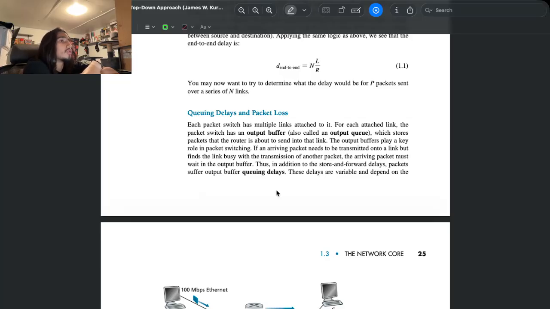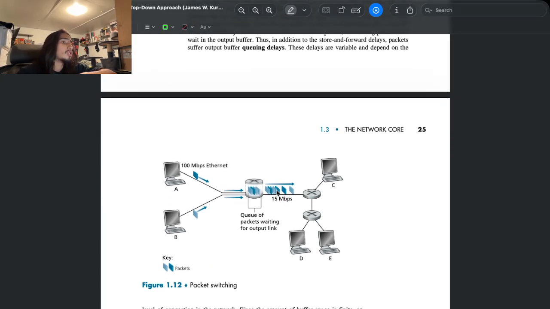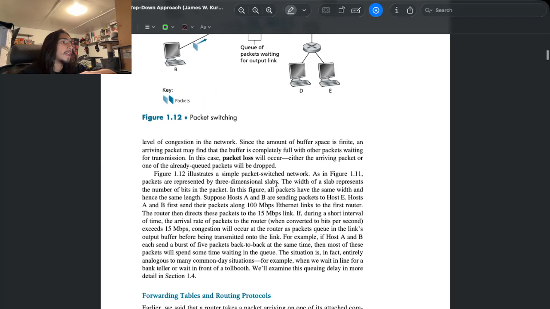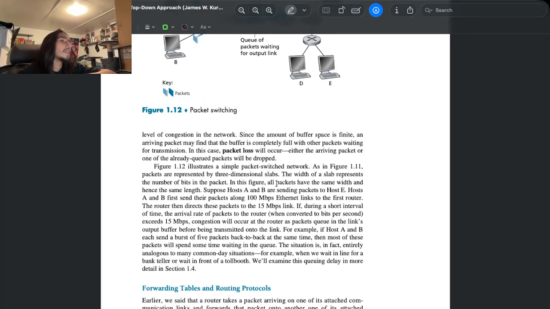Thus, in addition to the store-and-forward delays, packets suffer output buffer queuing delays. These delays are variable and depend on the level of congestion in the network. Since the amount of buffer space is finite, an arriving packet may find that the buffer is completely full with other packets awaiting transmission. In this case, packet loss will occur. Either the arriving packet or one of the already queued packets will be dropped.